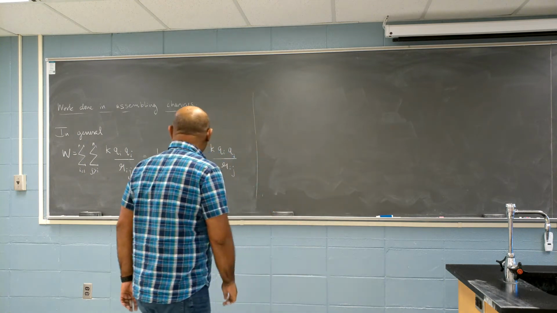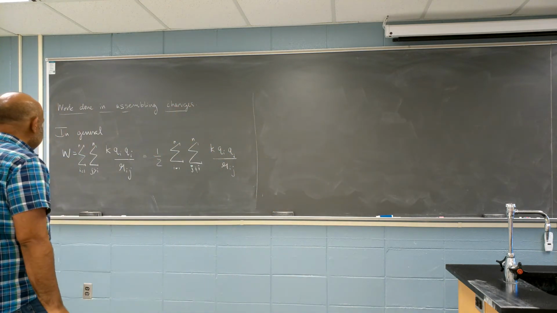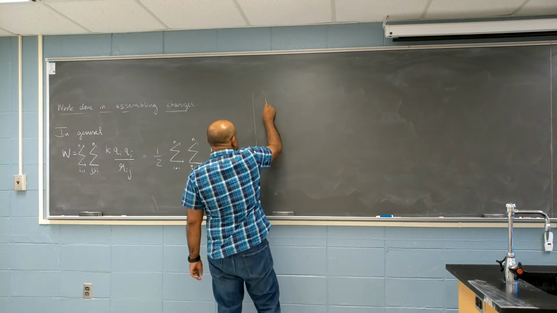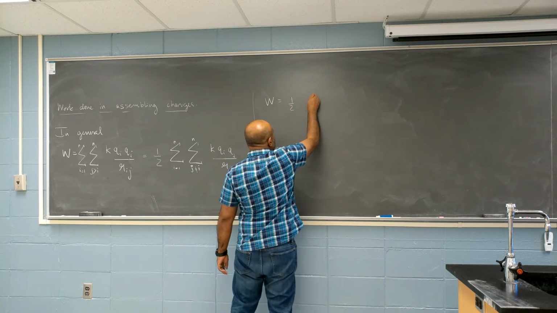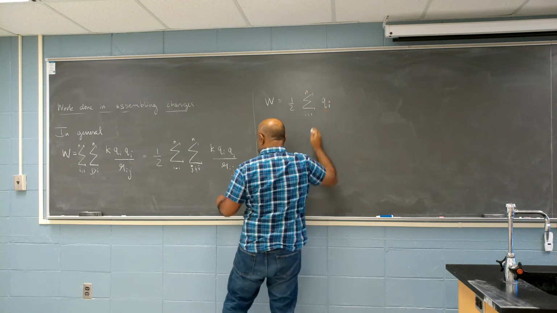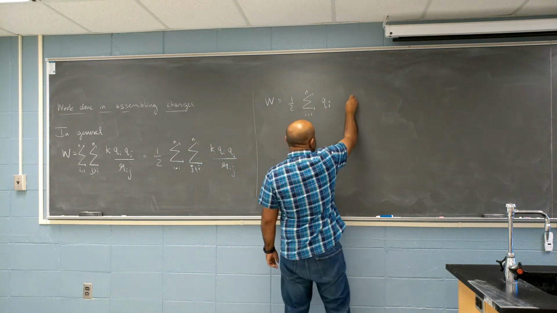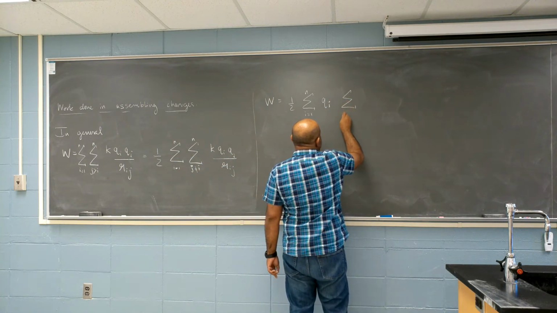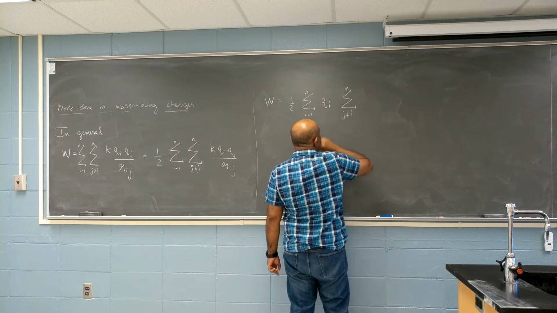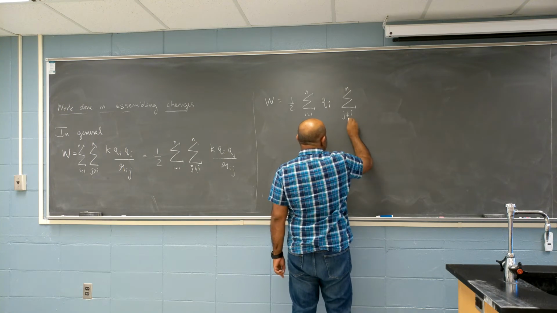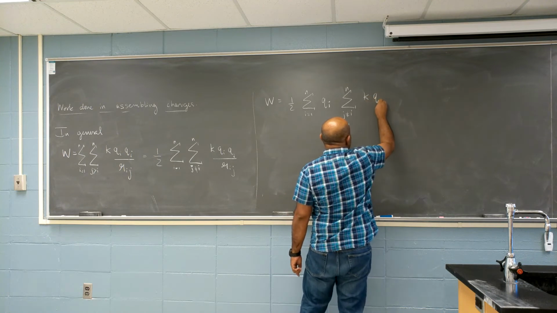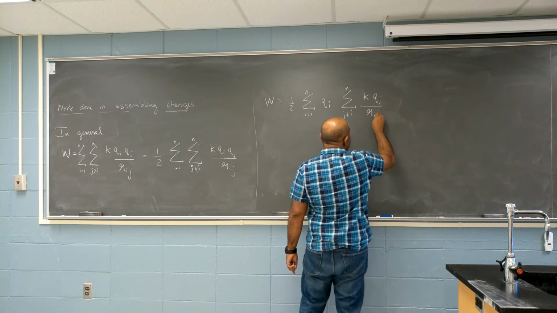But let me simplify this a little bit more. I can write this as 1/2 sum i equals 1 to n of qi, there's no j here, so I can do sum j equals 1 to n, but j not equal to i, of k qj over r ij.